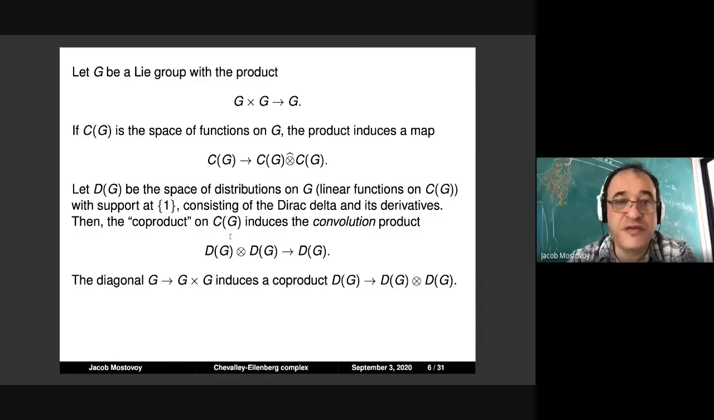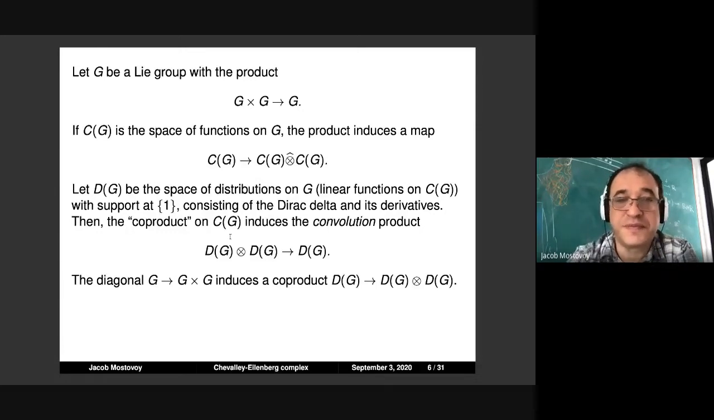If you look at functions, I write here the space of functions. I just don't want to get into details, so it kind of works in some way. This product induces a kind of coproduct on the space of functions. The only thing is that, of course, it doesn't go to the tensor product, but it goes to some completion of the tensor product. But still, it looks like a coproduct.